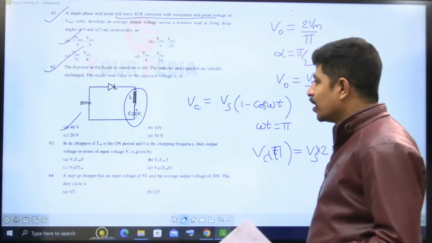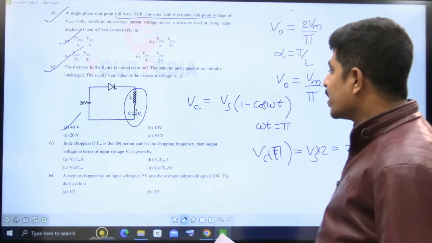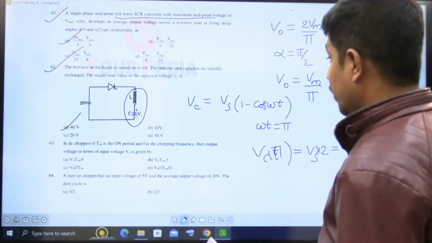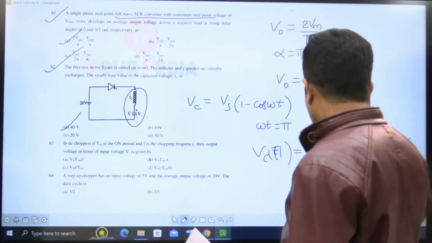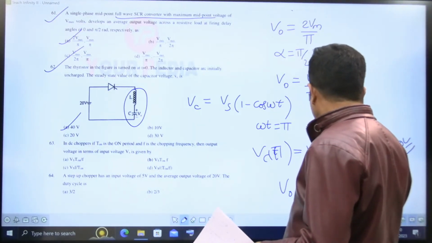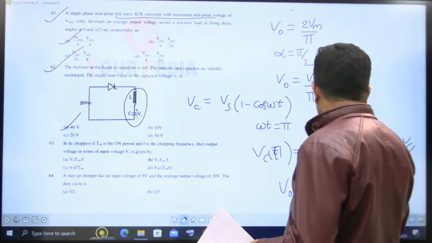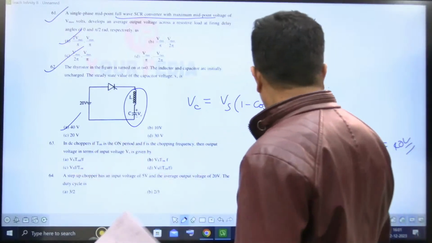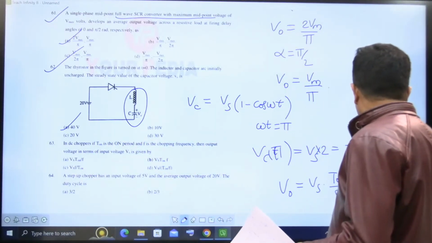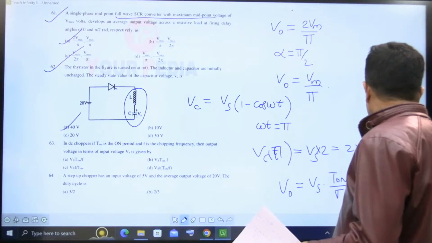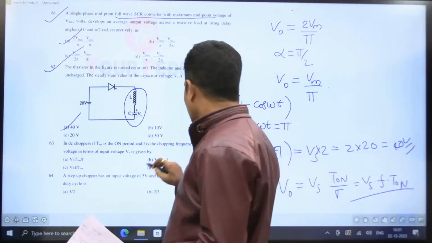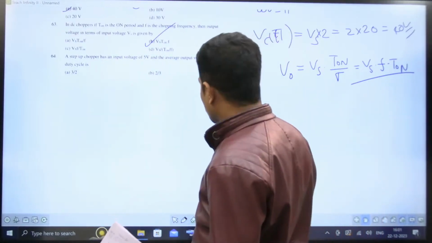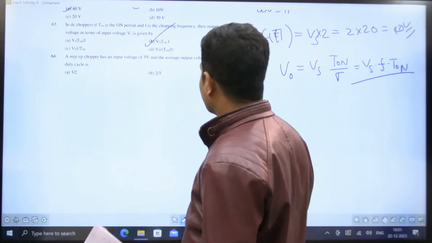Next question. In DC choppers, if Ton is the on period and f is the chopping frequency, then the output voltage in terms of input voltage Vs is given by V naught equal to Vs into Ton by T, the duty cycle. That is, for how much time it is on to the total time. Now I can write it as Vs into 1 by T, which is frequency, into Ton. So Vs into f into Ton. The option is B. Let's read the next question. A step-up chopper has an output voltage of 5, meaning V naught equal to 5.